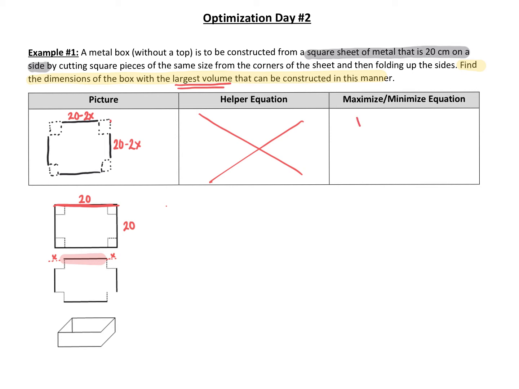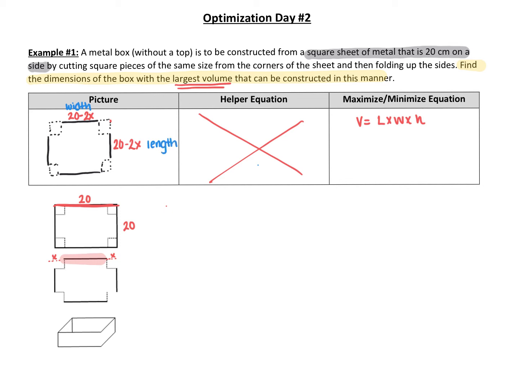Now we need to know the volume formula for a rectangular prism. That formula is length times width times height. Now it just so happens that we have a square, so my length and my width are going to be the same. So it doesn't matter which one you label which. I'm going to label this as my width, and we're going to label this as my length.